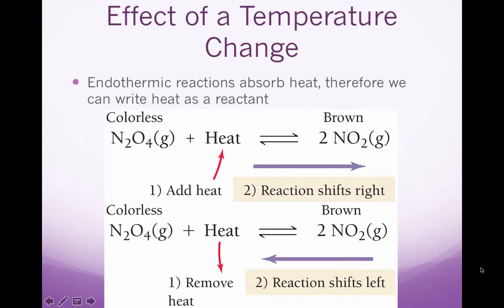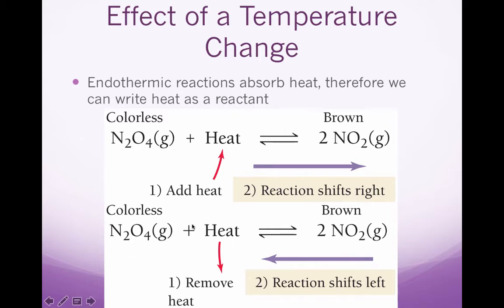And then remember, endothermic reactions absorb heat, so we can write heat as a reactant. If we're looking at this reaction, N2O4 yields 2NO2 gas, this is endothermic. So we'll write heat as a reactant. If I add heat to this reaction, the reaction is going to shift to the right. If I remove heat, my reaction is going to shift towards the left.